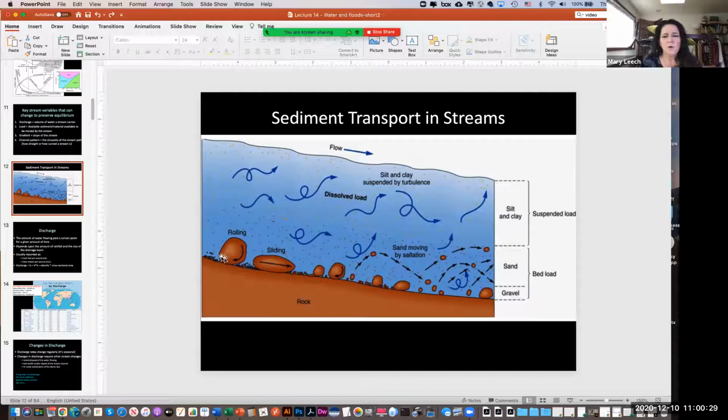And those particles move by rolling, sliding, and this is called saltation, where they jump. They just jump. But of course, geologists have to create another jargon word for that. And the other sediment, the silt and clay size particles, are part of the dissolved load, or the load that is suspended by the turbulence of the water. So this is the suspended load, okay?